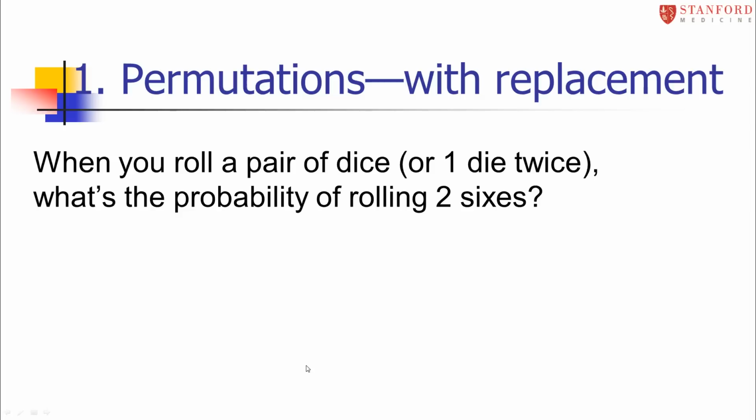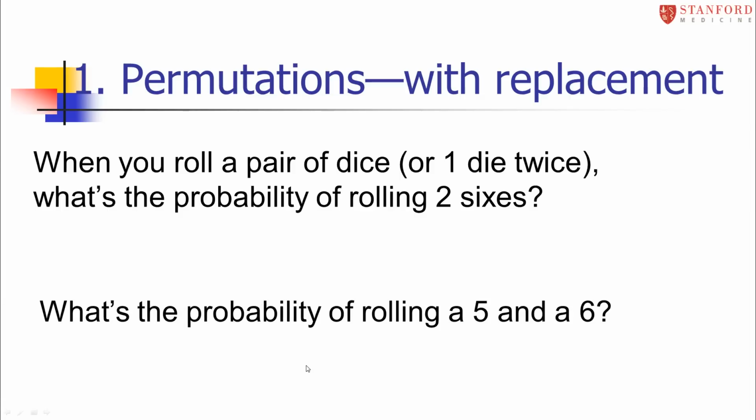Here's another example. When you roll a pair of dice, or 1 die twice, what's the probability of rolling 2 6s? And what's the probability of rolling a 5 and a 6?